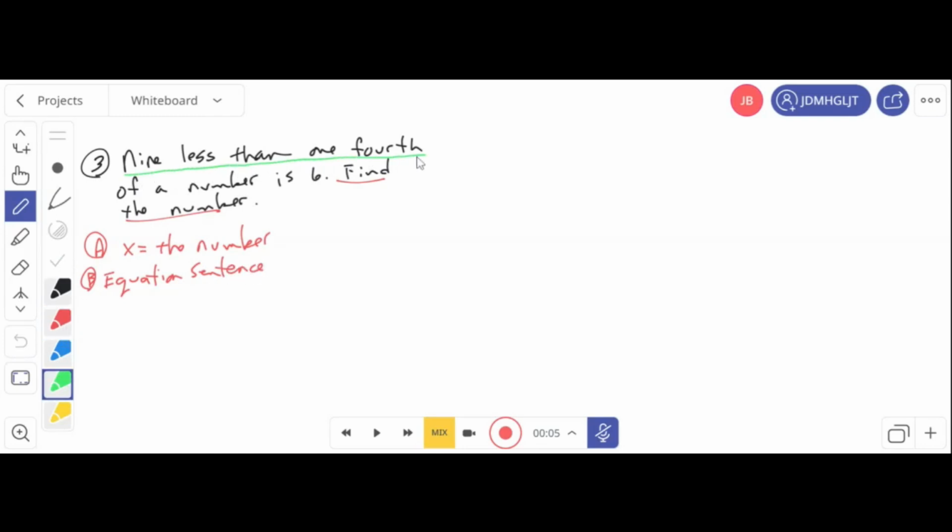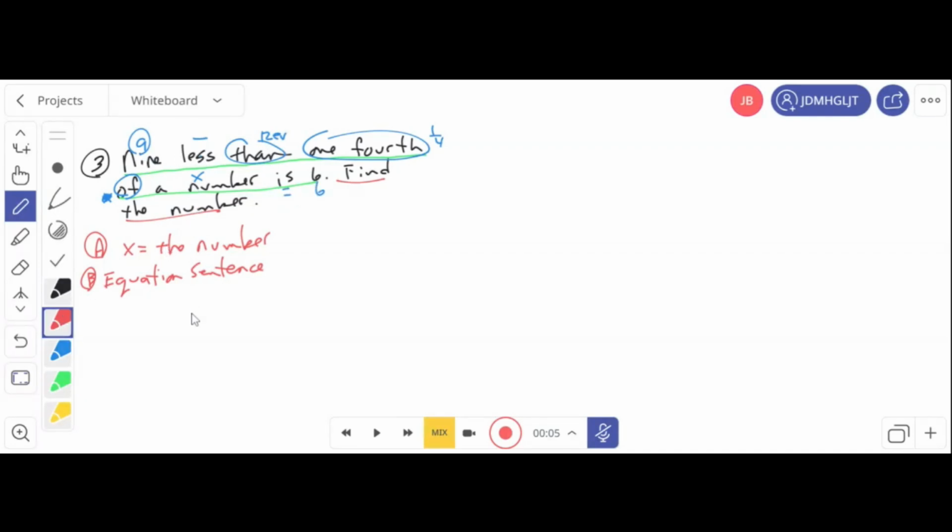Nine less than 1/4 of a number is 6. So 9. Less means subtraction. Than is a reverse word. 1/4 would be our fraction. Of means times, put a dot. A number is x, is equals 6.